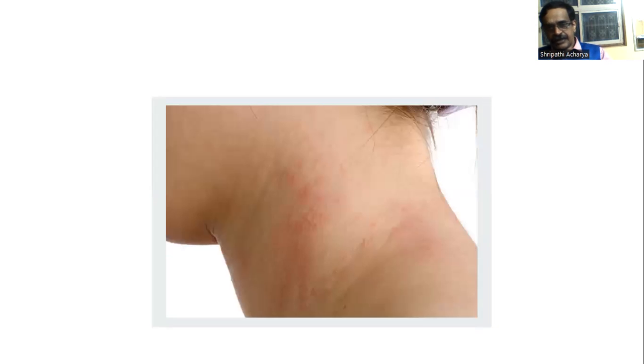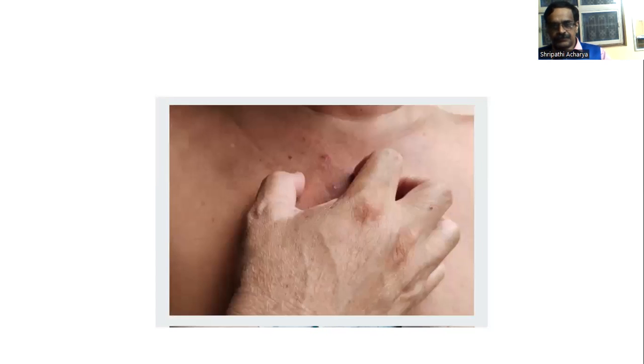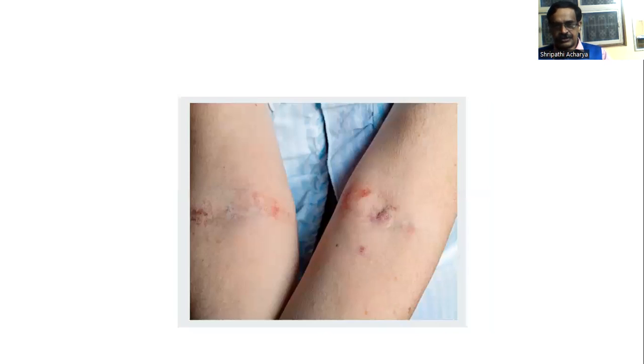This is another patient where you see, on the side of the neck, areas of allergy. There will be a history of wearing ornaments or something like this. There are erythematous areas with scaling. Itching will be the symptom. You can see erythematous patches with small eruptions. There will be severe itching in this patient.